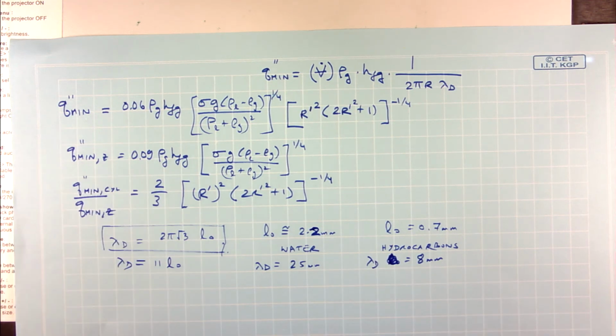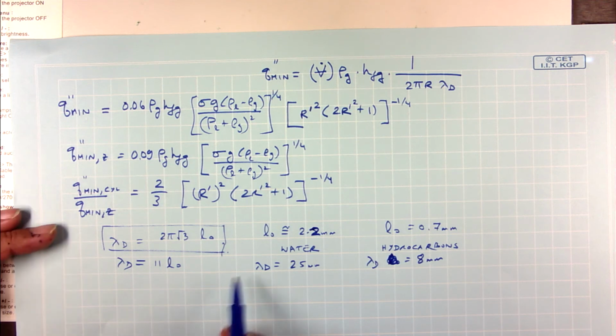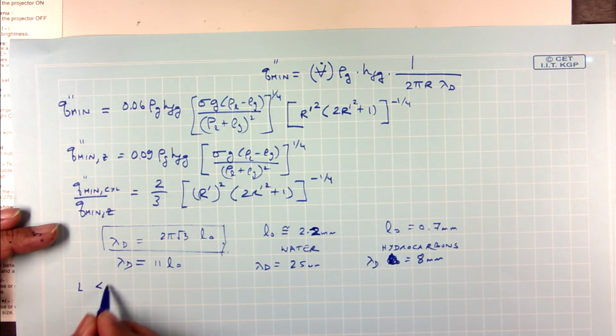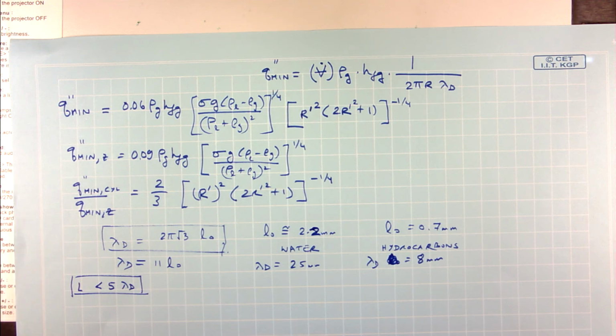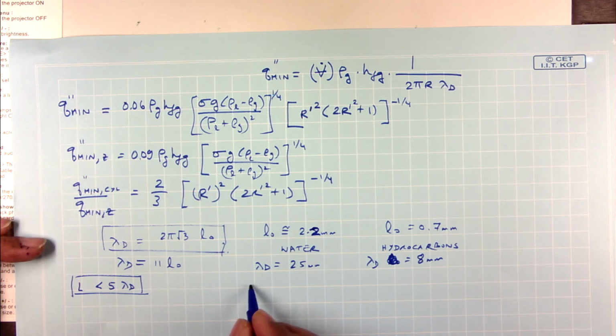Now Dhir and Lienhard, they did a study in 1975, around that time. They showed that if your heater size L is less than 5 times lambda d, it becomes a small heater. Okay, they showed that as you shrink the size of the heater, everything else remaining the same, the heat flux starts going up. Okay, so 5 lambda d is the limit based on experiments, and they did some analysis also to support that. Okay, which means that your minimum heater size should be what?